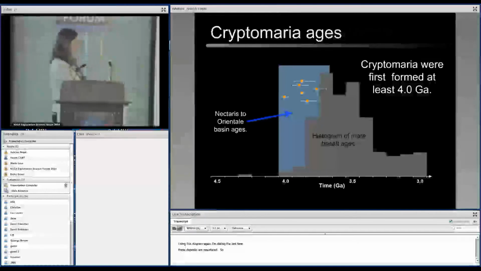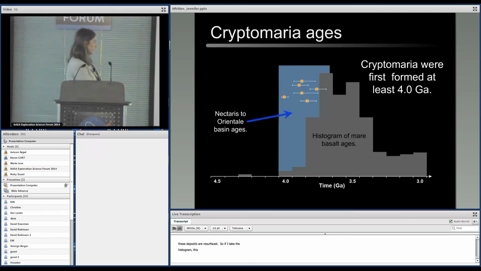If I take this histogram, this is the same histogram that I showed you before on the first couple of slides, just stretched out, and this is the impact basin ages. You can see that all of these cluster right around the time when the largest impact basins were occurring. So a lot of these Cryptomaria in Schiller-Schickard and Smythii and Lomonosov-Fleming are at least as old as 3.8 to 4 billion years old.